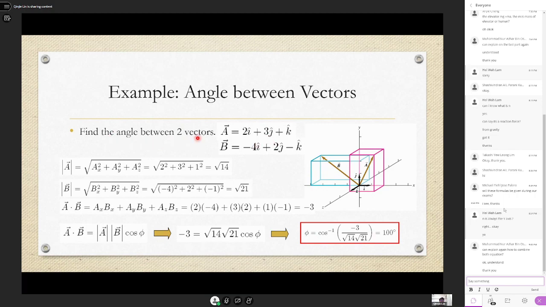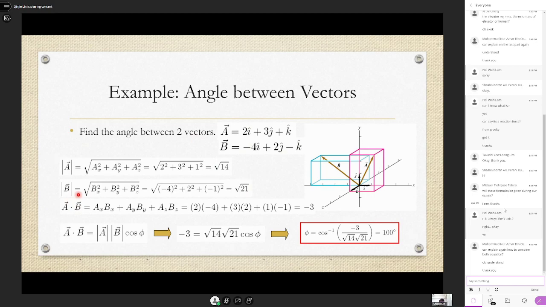Find the angle between two vectors. Let's say vector A and vector B. They are in 3D, as you can see, with i, j, k components. If you look at the illustration, it's something like it. They ask you to find the angle in between. So we can make use of the dot product to solve this question. To make use of dot product, first you find the magnitude of A using the Pythagoras theorem in 3D form. Then the magnitude of B, same thing, Pythagoras theorem.